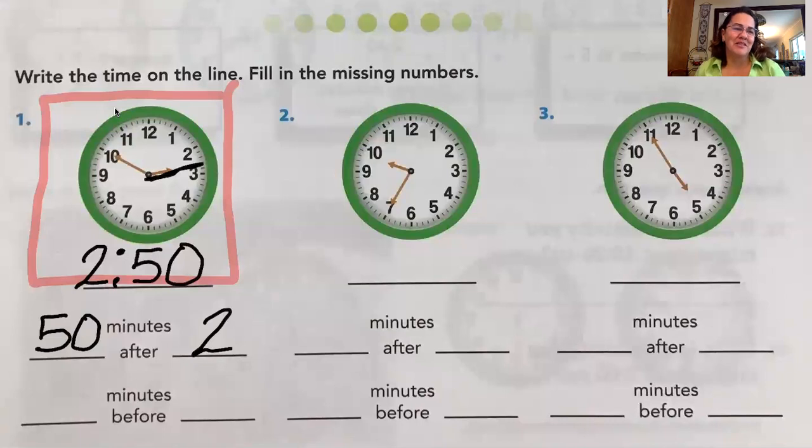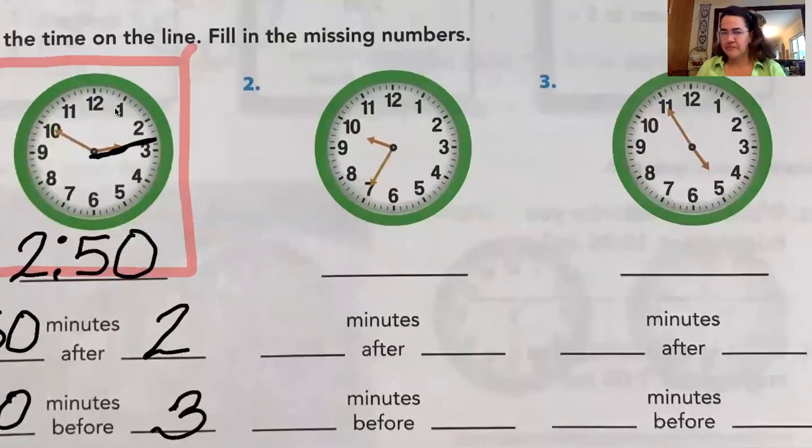Now I can say it one other way. Who remembers? Max. 10 minutes before 3. Excellent job. Looking at the next clock then, go ahead and tell me, what time is this clock showing us? Caesar.